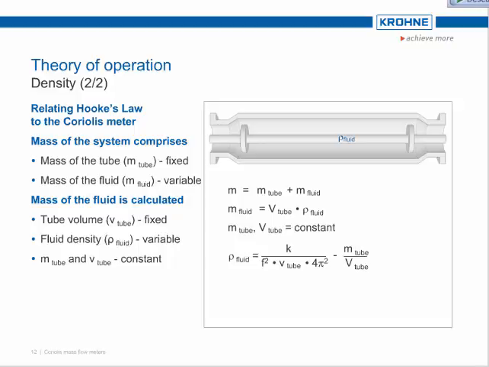However, with all the variables fixed except for the frequency f and the density ρ fluid, the frequency is inversely proportional to the square root of the density ρ fluid. The Coriolis mass flow meter continuously drives the sensor at the resonant frequency f, and by measuring this frequency, we calculate the density of the process fluid ρ fluid.